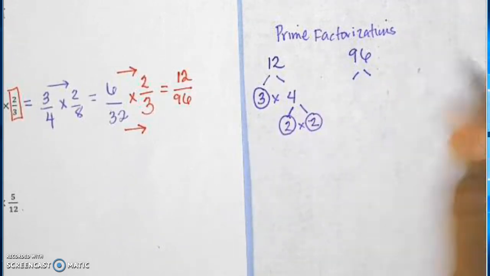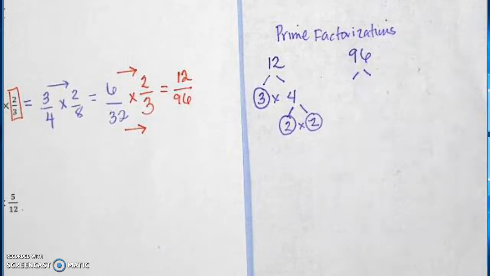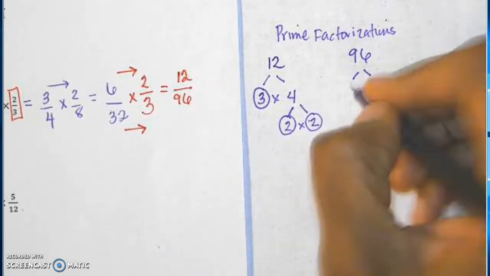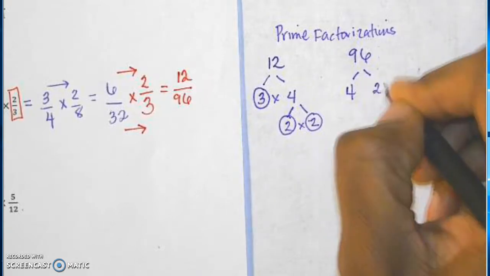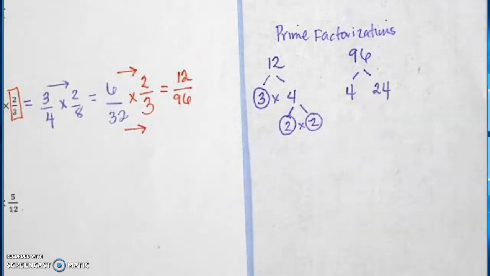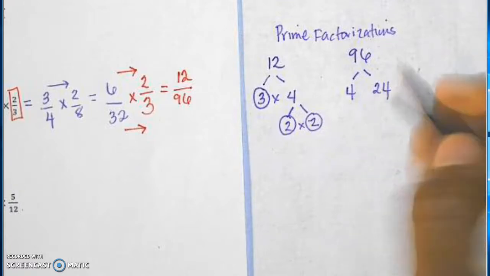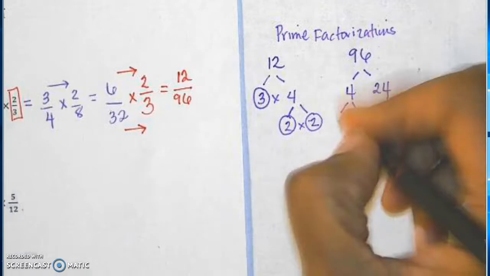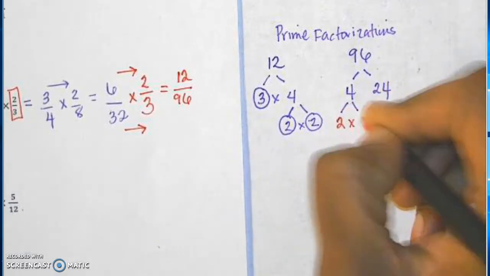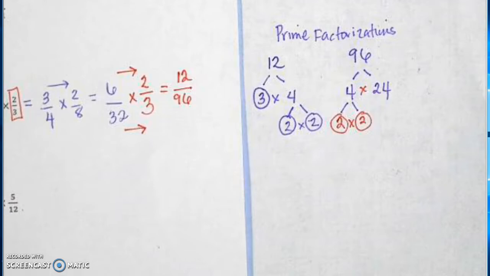96. For 96, I can divide it by a couple of numbers, 2, 3, 4. I'm going to go with 4. I know that 4 times 24 will give me 96. 4 again has 3 factors, 1, 2, and 4. So it's composite. I can break it down. 2 times 2 will give me 4. So I circle those. Those are prime.